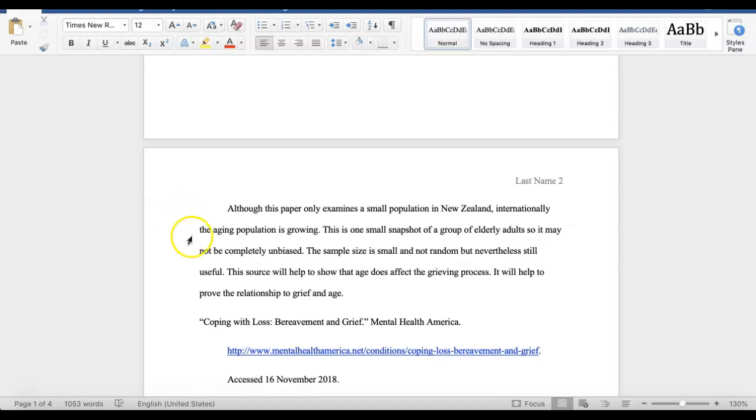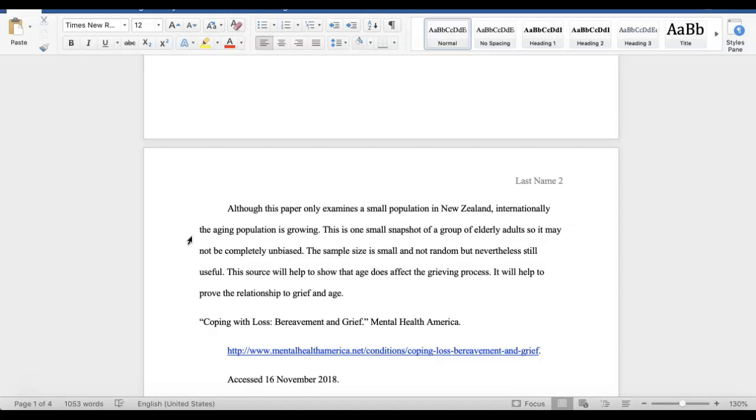So here, she's evaluating the source. She's saying, hey, it is only a small sample size. It could have some bias, but it's a good source because it's still showing what the research question is asking about age and the grieving process.